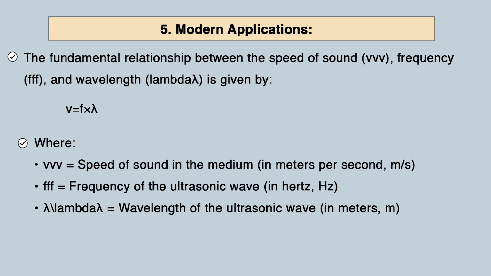About sound, the fundamental relationship between the speed of sound, frequency and wavelength is given by v = f λ, where v represents the speed of sound in the medium, f represents the frequency of the ultrasonic wave, and λ represents the wavelength of the ultrasonic wave. This formula helps to understand how ultrasonic waves behave in different media and is used in various applications including medical imaging, sonar and non-destructive testing.